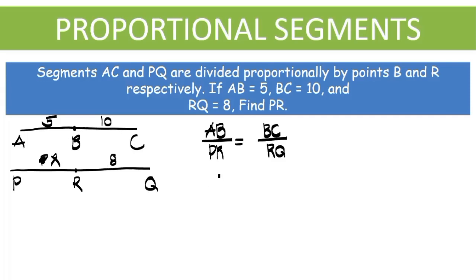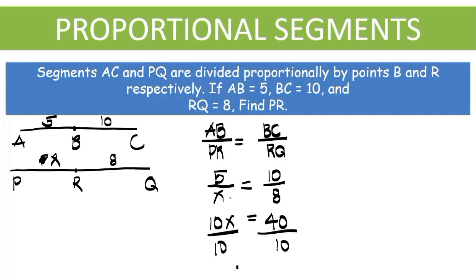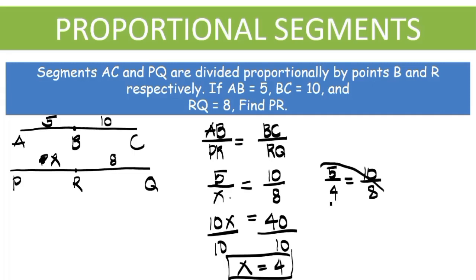AB is 5 over PR, which we represented as X, equals BC, 10 over 8. We'll now cross multiply. 10 times X is 10X equals 5 times 8, 40. Divide both sides by 10. X equals 4.